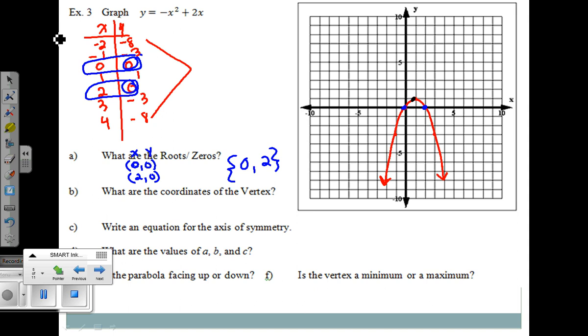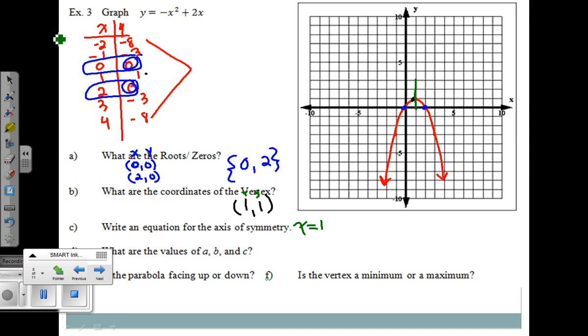Vertex is this point right here. It's also this point that's by itself in the table. The axis of symmetry, we can draw that vertical line, and we see that that vertical line has an equation of x equals 1.